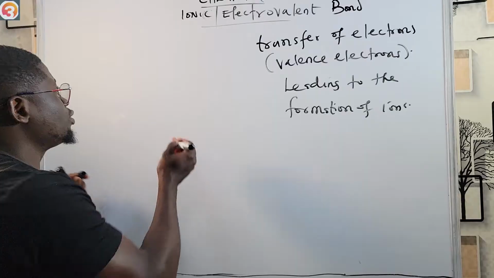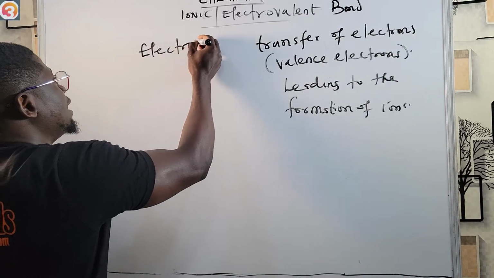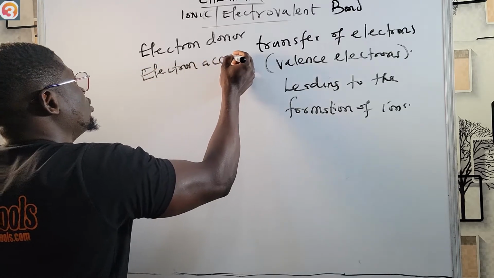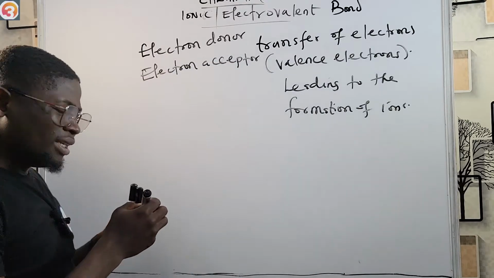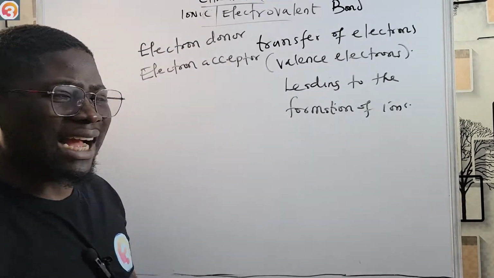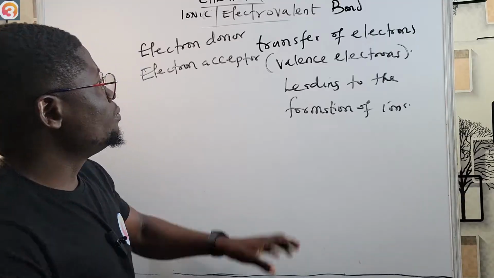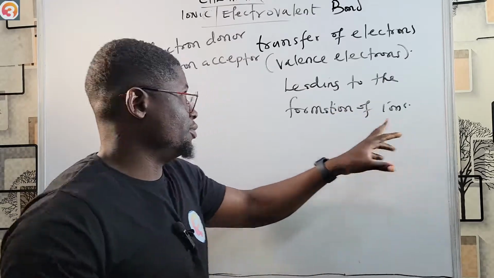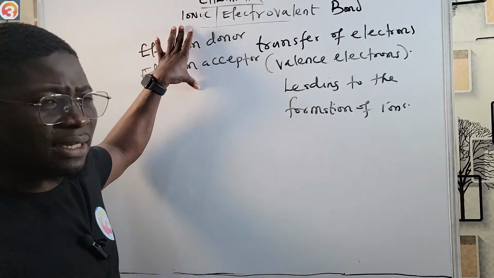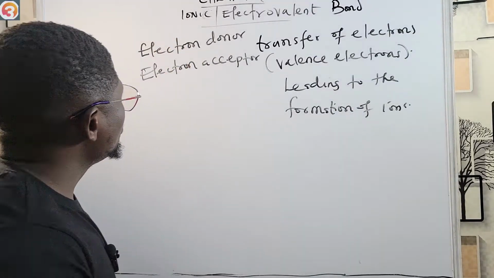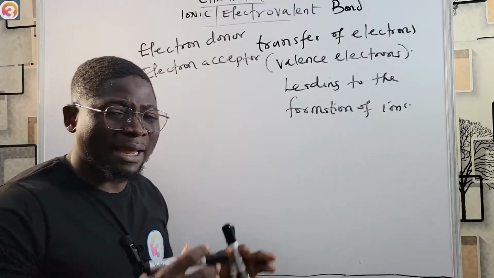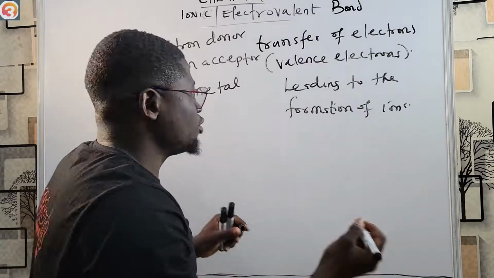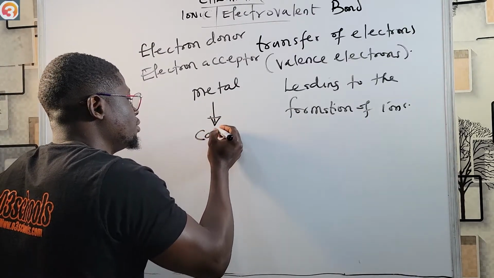So in this case, we have what we call the electron donor, and then we have the electron acceptor. One atom donates the electrons, while the other atom accepts the electrons, leading to the formation of ions. Let's see how it comes into play here. The electron donor is usually a metal, and once it donates this electron, it becomes a cation.